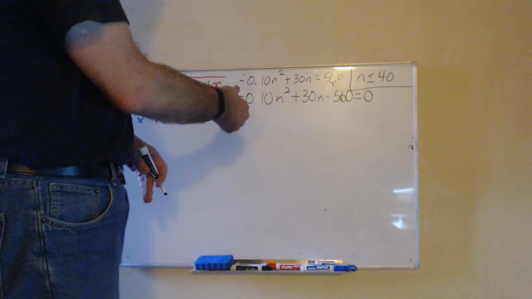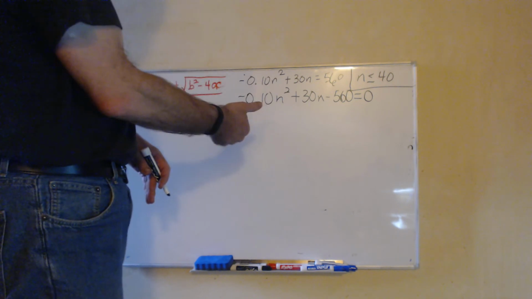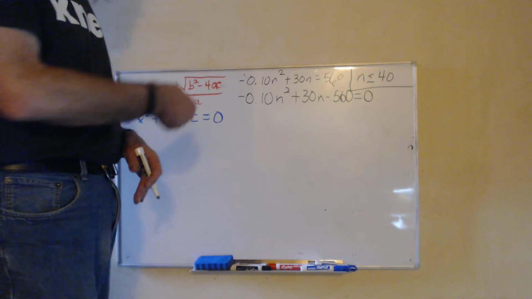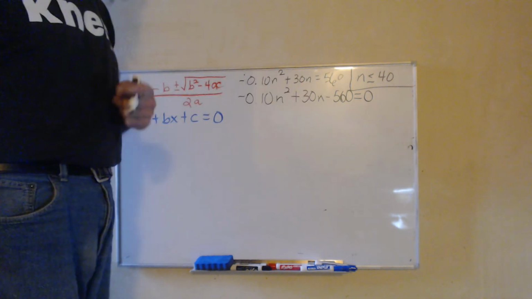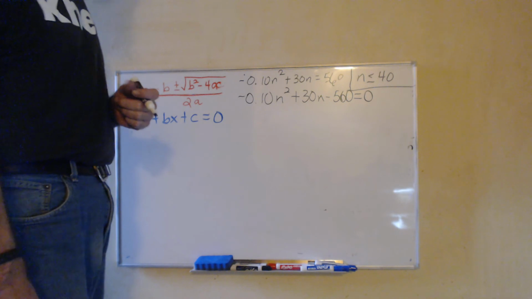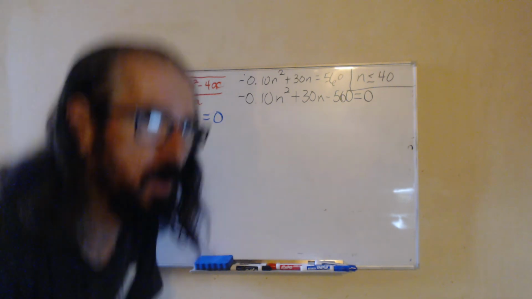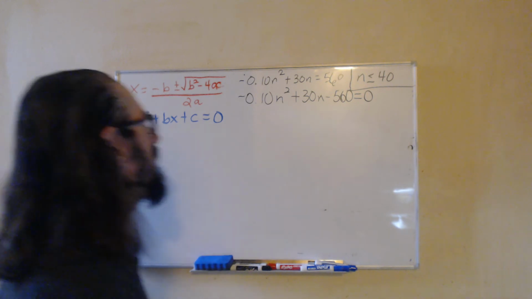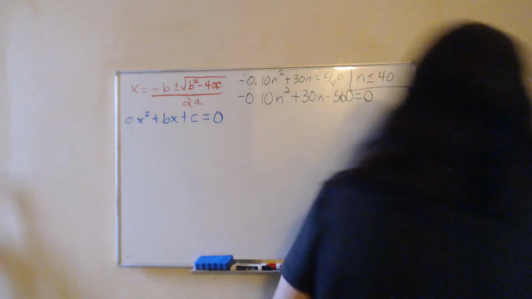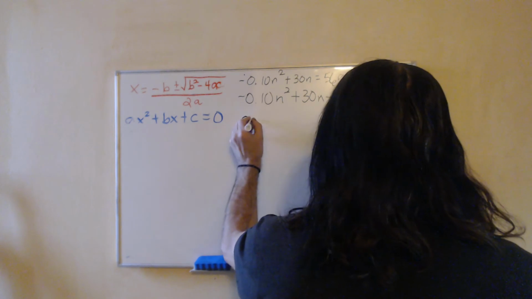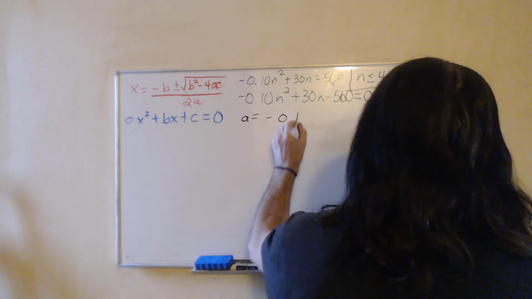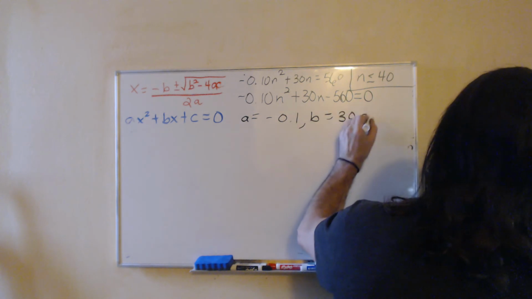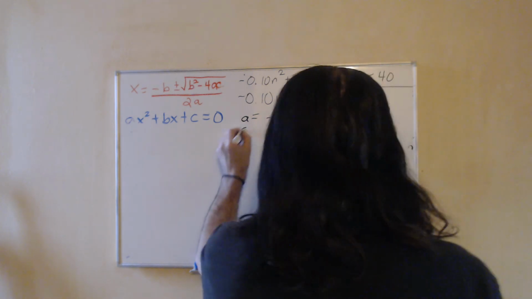Yes, we could multiply by -10 to make that a 1n squared. If we multiplied every term on both sides by -10, we'd have a positive 1n squared, but then we're going to be dealing with some much bigger numbers here. I don't want to get into that. You could try it out though, see if you get the same answer. A is -0.01, B is 30, and C is -560.